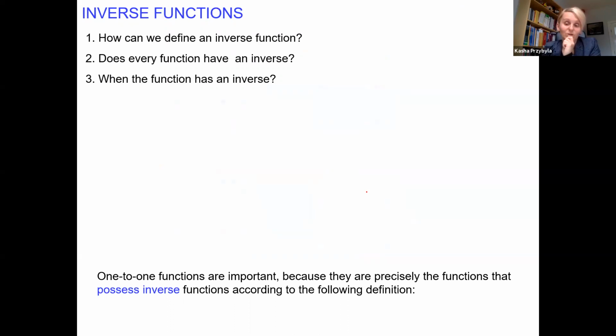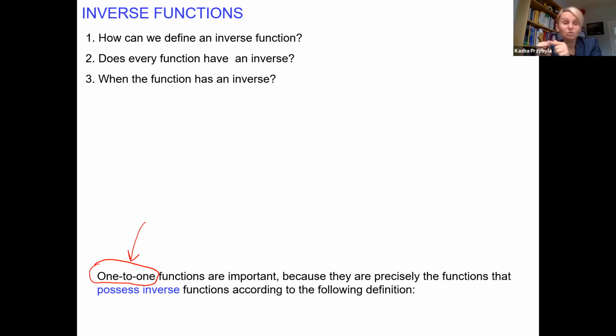That means inverse functions. Yeah. The question is, how can we define an inverse function? Does every function have an inverse? Okay? And when the function has an inverse, that means what is important. The function must have a special property. Okay? And the special property, we know that is 1-to-1, okay?